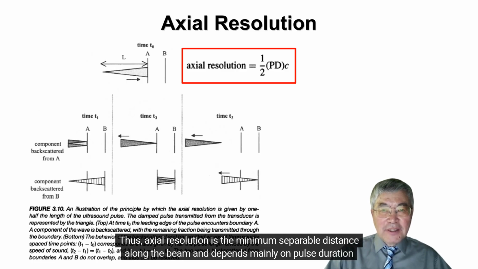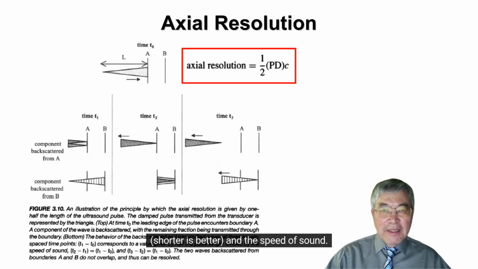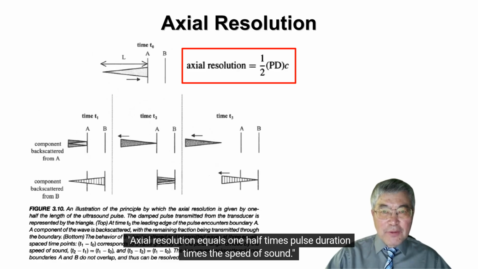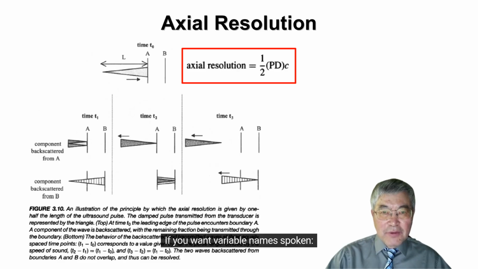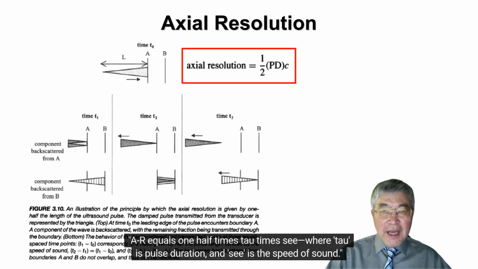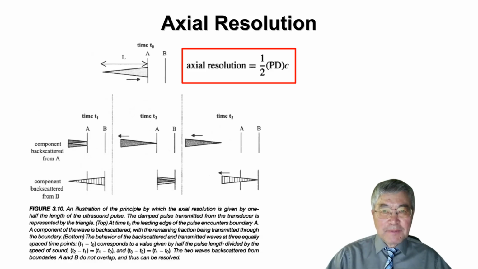Thus, axial resolution is the minimum separable distance along the beam and depends mainly on pulse duration, shorter is better, and the speed of sound. Axial resolution equals 1/2 times pulse duration times the speed of sound. If you want variable names spoken, AR equals 1/2 times tau times C, where tau is pulse duration and C is the speed of sound.